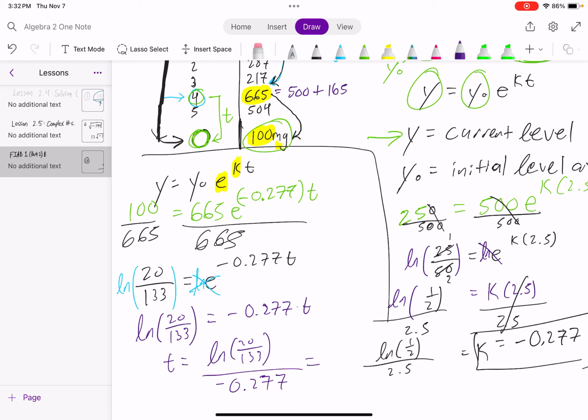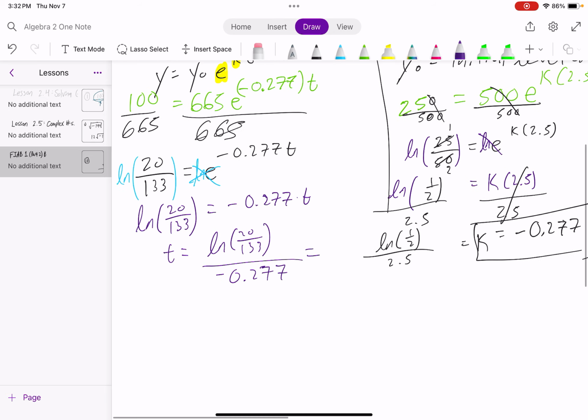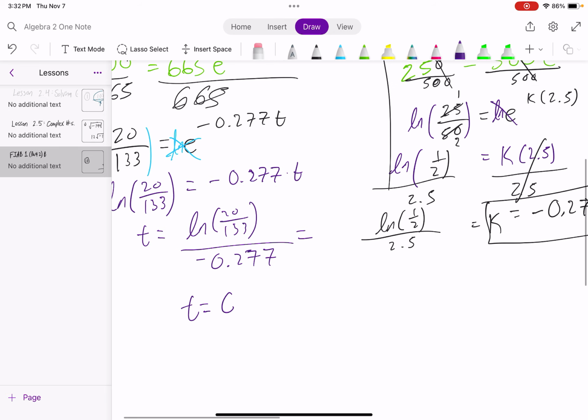All right. Oh man, I deleted my calculator stuff here. Gotta do it again. And I get t is 6.84 hours. Don't be fooled.